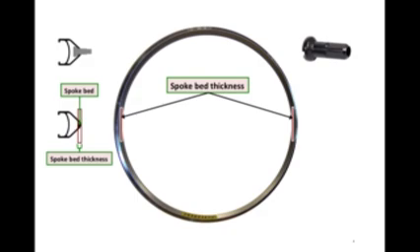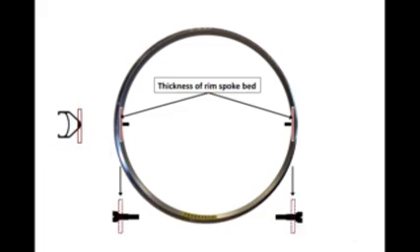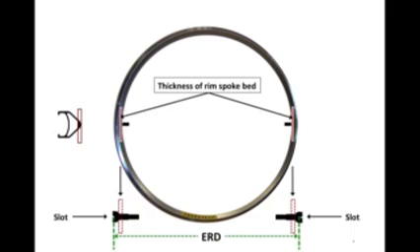Here we see the spoke bed thickness highlighted on both sides of the rim, and that part of the nipple there has to extend through the spoke bed thickness. Here's an expanded cross section of the rim on each side, and there is the slot on each nipple. The effective rim diameter is the distance from the slot on one nipple all the way through the rim, all the way across to the other side to the slot at the end of the other nipple.